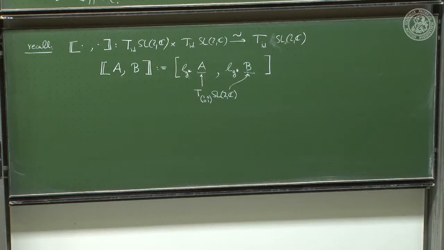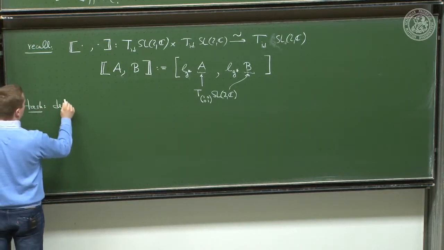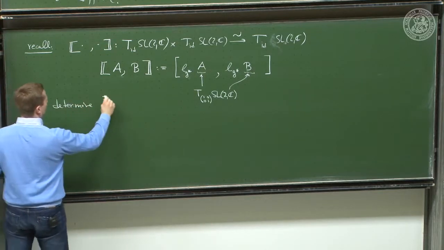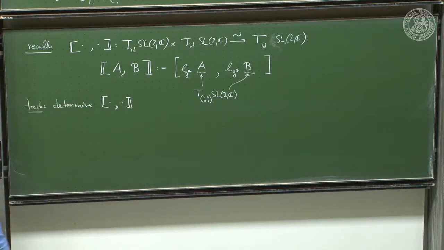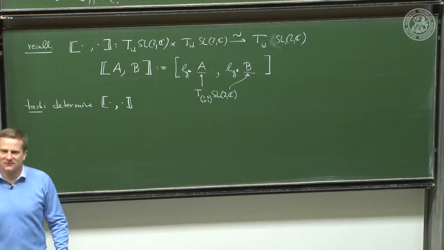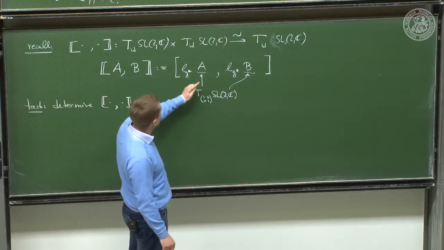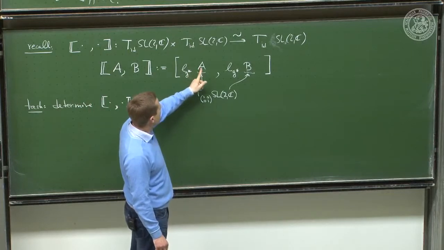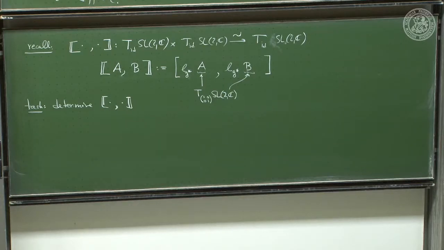Okay, let's try to do this. So task: determine the bracket. Or in other words, determine the structure constants of this bracket. Okay, so now how do we have to go about this? We have to calculate the push forward of some vector at the identity. So let's try to calculate that.